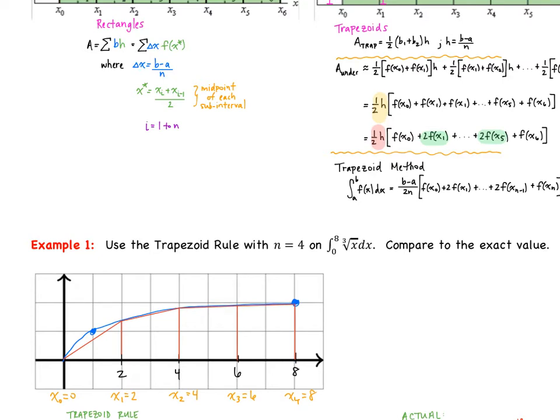cetera. So the start, x0 is going to be 0. x1 is going to be 2. x2 is going to be 4. x3 is going to be 6. And x4 is going to be 8. So now let's go ahead and set up the trapezoid method.